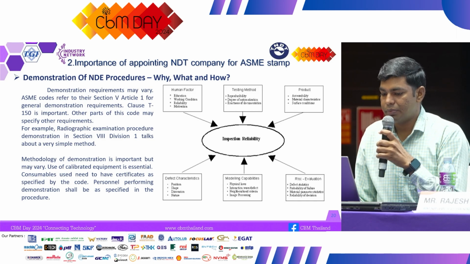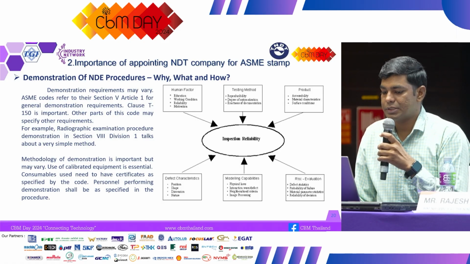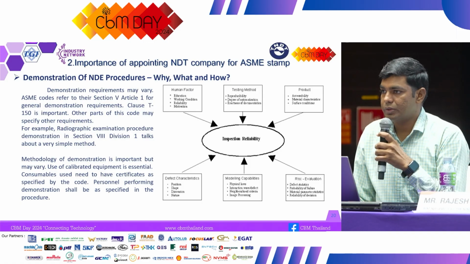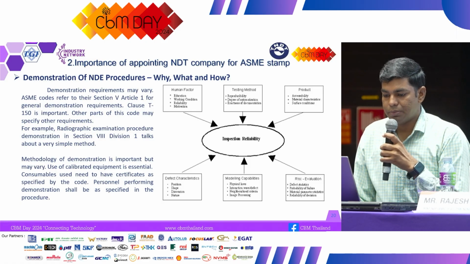Other parts of the code may be supplied from other requirements: for a boiler we go to Section 1, and for a pressure vessel we go to Section 5 and Section 8. For example, a radiography examination procedure demonstration with Section 8 Division 1 is very simple. In radiography there is radiation, so they demonstrate with film, density, and quality. The methodology of demonstration is important, but may vary.